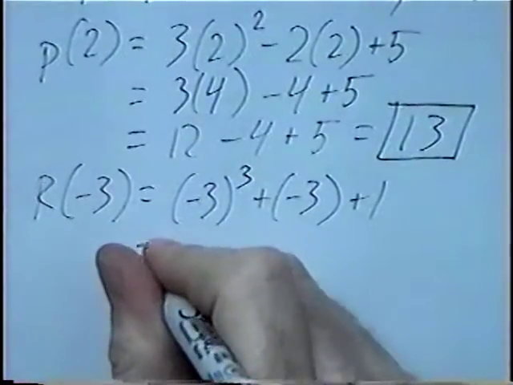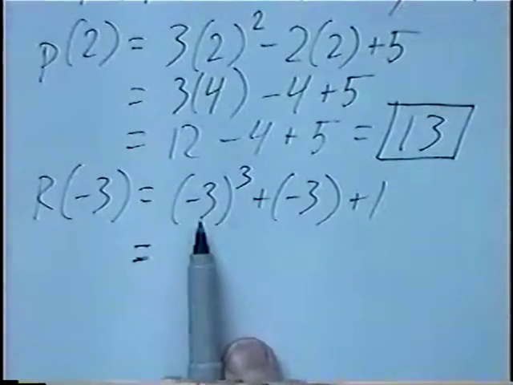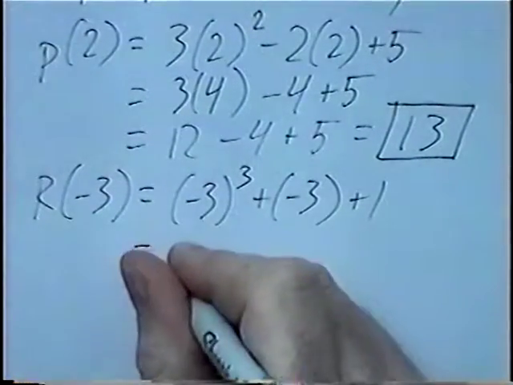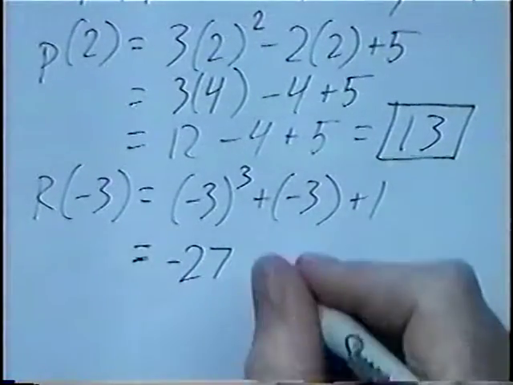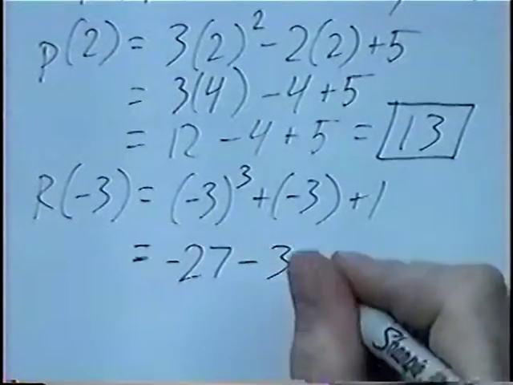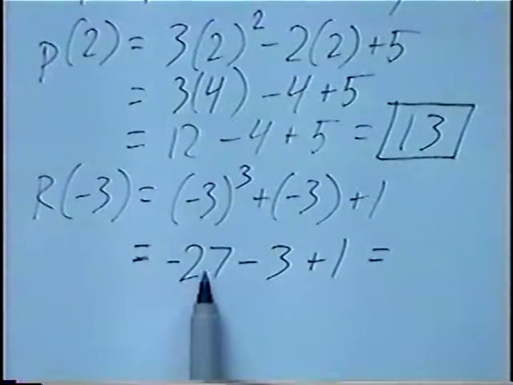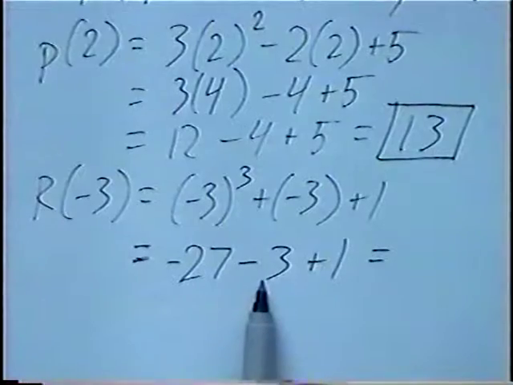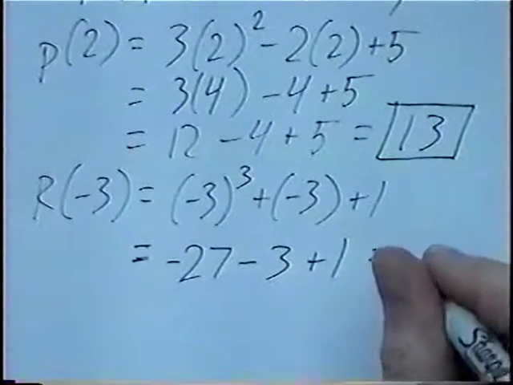Simplifying, negative 3 cubed, negative 3 times itself 3 times, and that would be negative 27, plus a negative 3 would be minus 3, and plus 1. Negative 27 minus 3 would be negative 30, plus 1 would be negative 29.